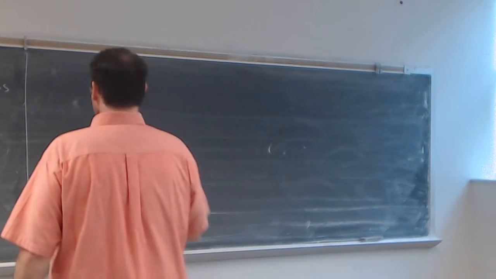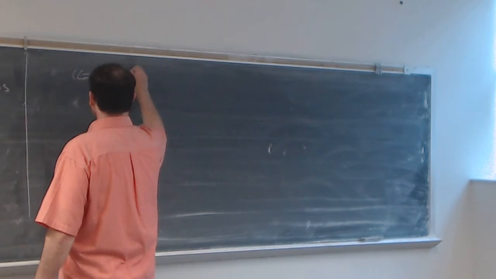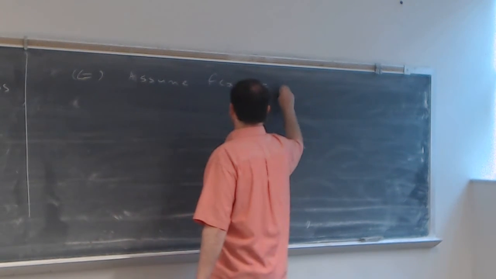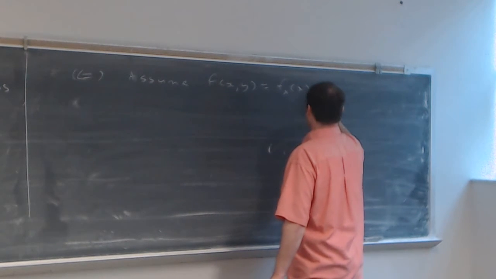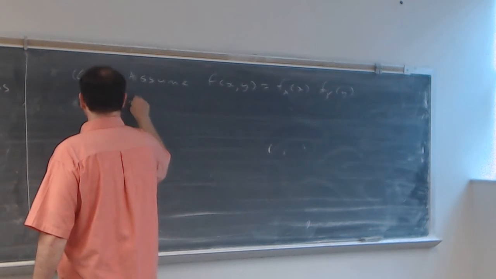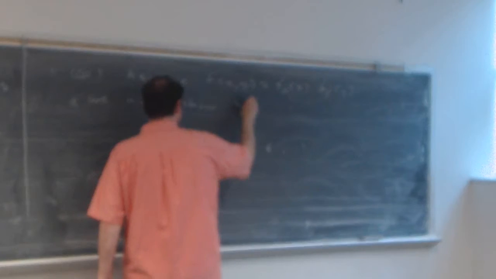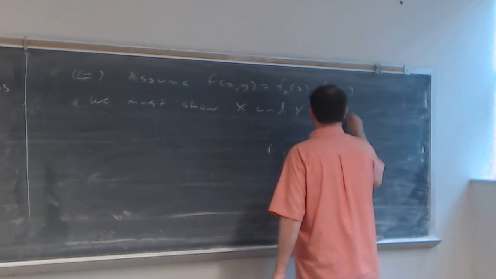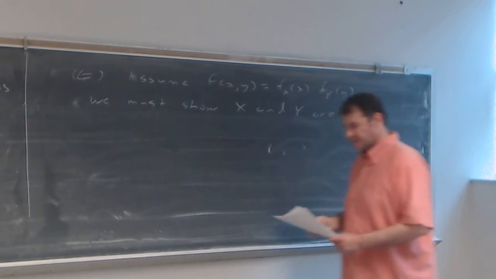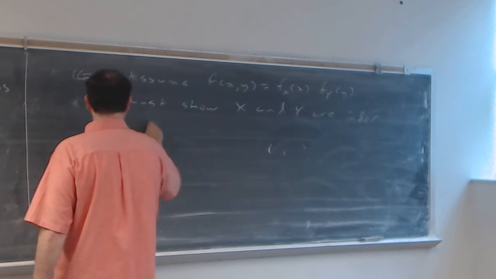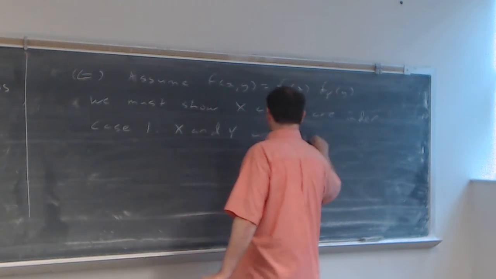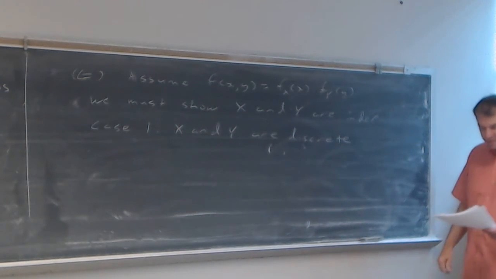Okay, in this direction, we assume little f of x, y is equal to f sub x of x times f sub y of y. We must show x and y are independent. So we have two cases. Case one, x and y are discrete.